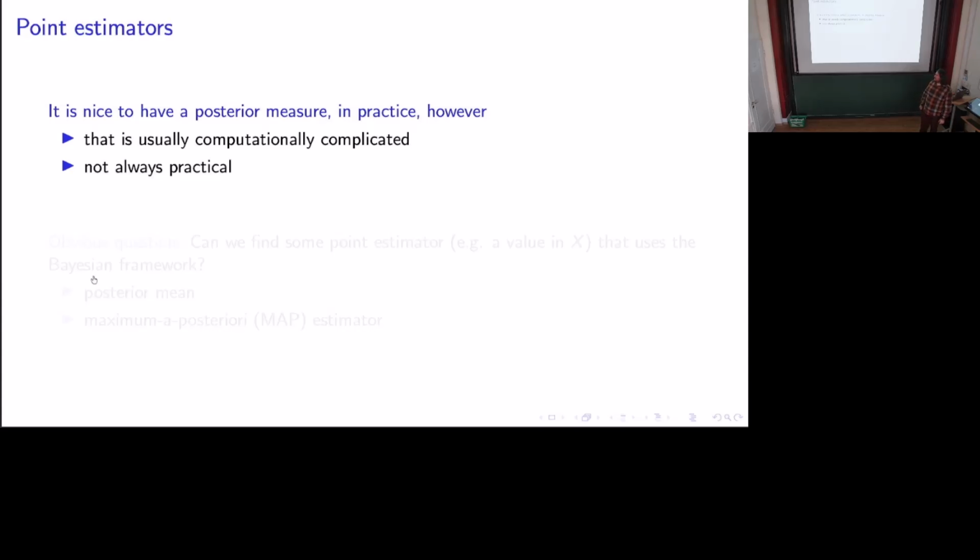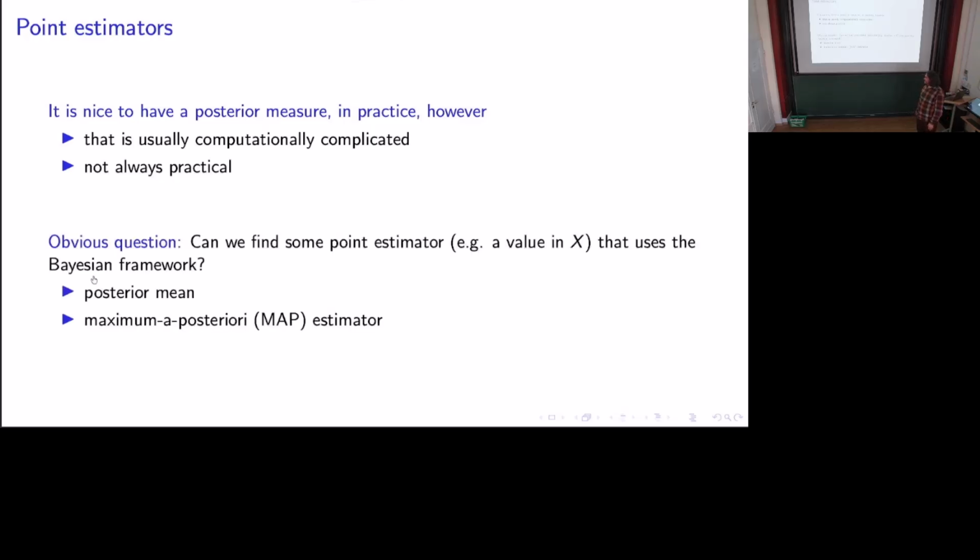And the question is what do we do then? There are two main ideas that we can use to find a point estimate, so literally a point in X that gives us a very likely reconstruction parameter. One is the posterior mean, the other one is the maximum a posteriori estimator. And we'll just talk about that a bit now.